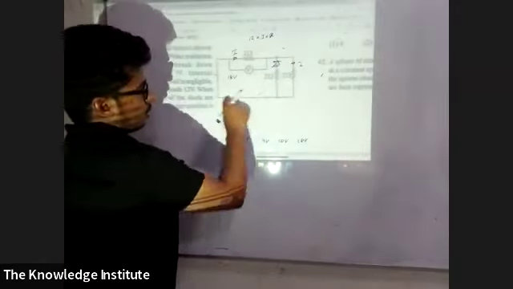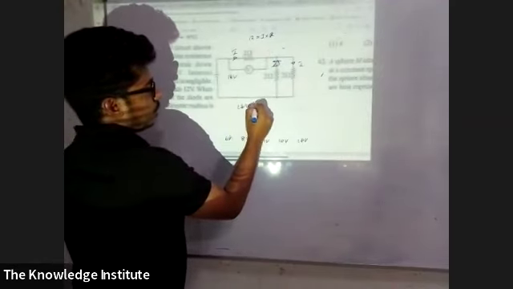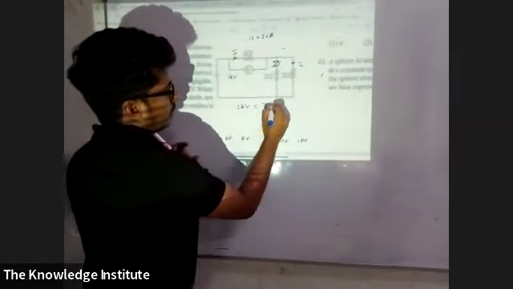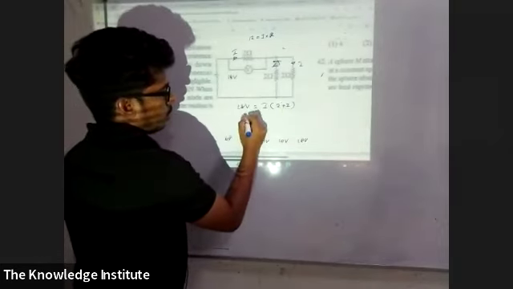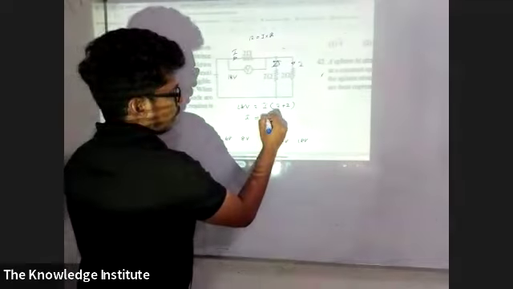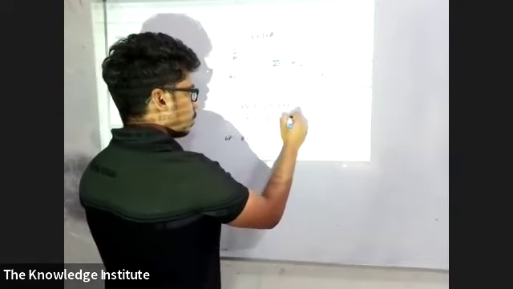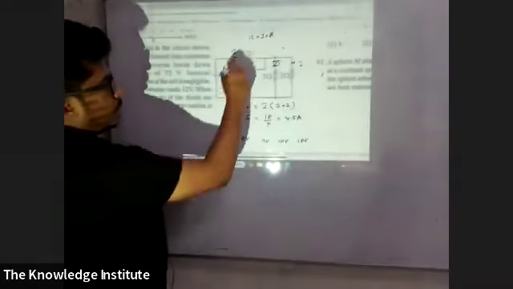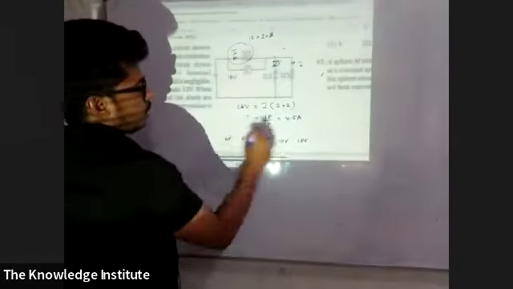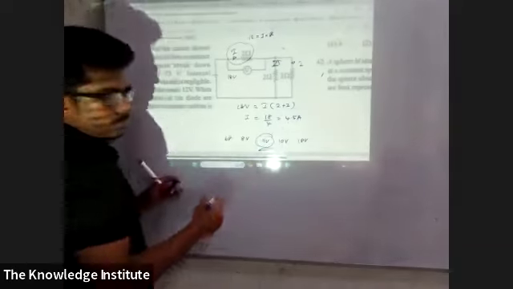So for this one, I can use Kirchhoff. 18 volt equals I into 2 plus 2. So I equals 18 divided by 4, which is 4.5 ampere. Now I can use V equals IR. This into 2, 9 volts is the answer.